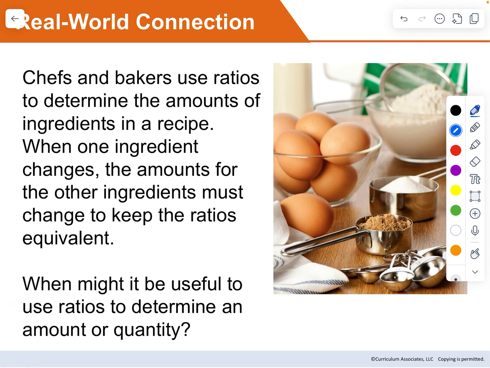Chefs and bakers use ratios to determine the amounts of ingredients in a recipe. When one ingredient changes, the amounts for the other ingredients must change to keep the ratios equivalent. When might it be useful to use ratios to determine an amount or quantity? As somebody who bakes, I do this all the time. When I'm baking something and I need more than what the recipe makes, I will double or triple the recipe. So this happens all the time when somebody bakes large amounts.